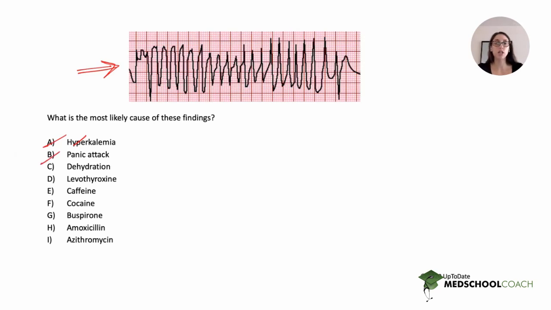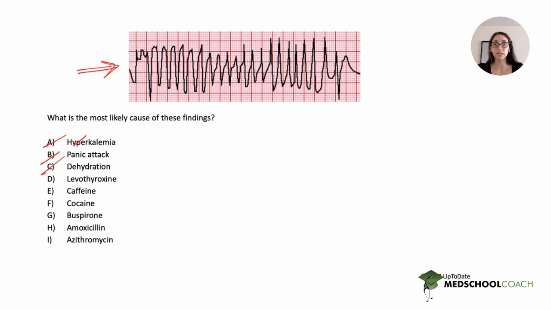Dehydration. We learned that she had perhaps poor oral intake the past few days because of her community-acquired pneumonia. Certainly, dehydration can be a setup for certain medical conditions, but in this case, we haven't really learned about dehydration being a risk factor for VTAC, or I'm sorry, for polymorphic VTAC, so we can cross that one off.